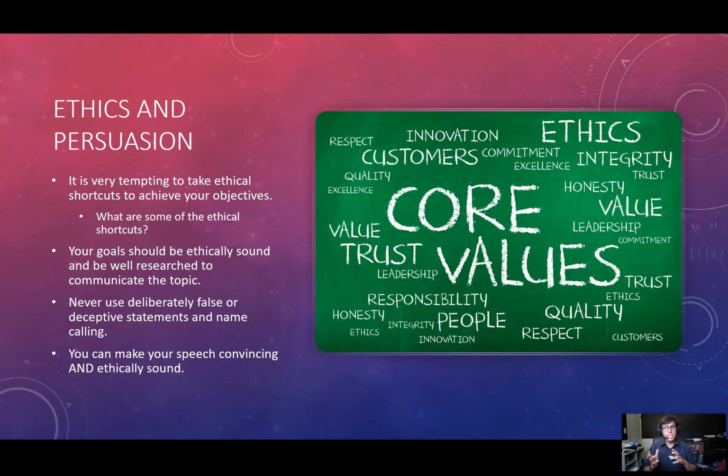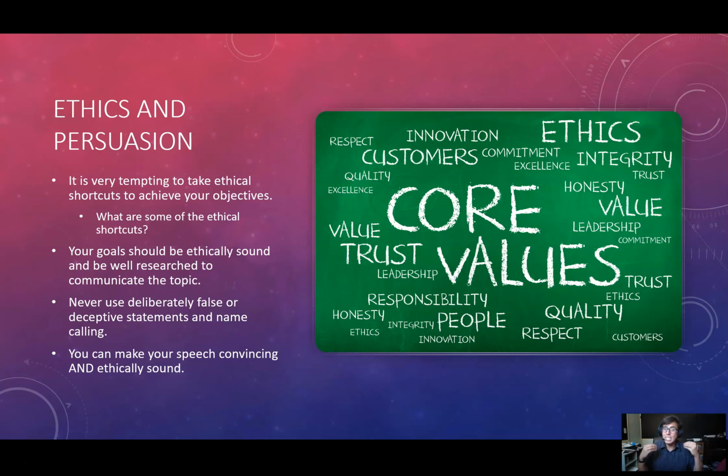But with persuasion, we also have to consider the ethics of persuasion, because it is very tempting to take ethical shortcuts to achieve our objectives. I may think that the ends justify the means. You know what? If I unethically persuade someone to believe a certain way or support the right political candidate, then the ends justify the means. But we can have ethical persuasive speeches.